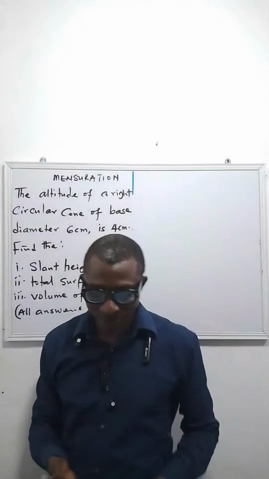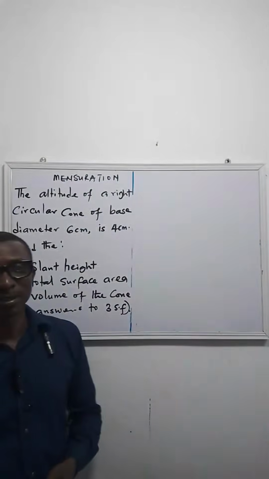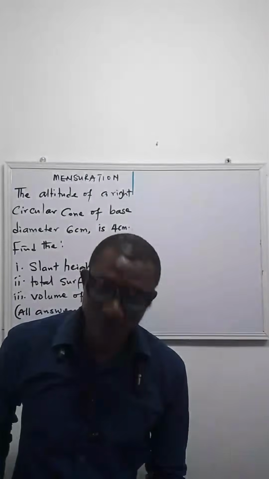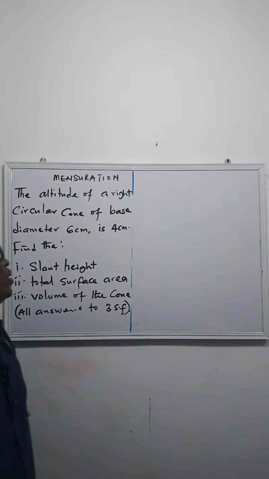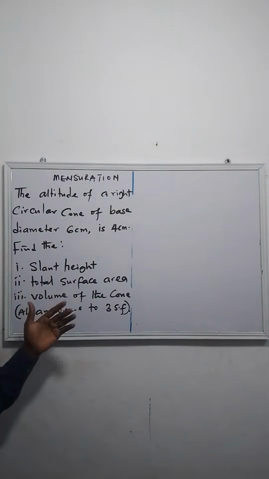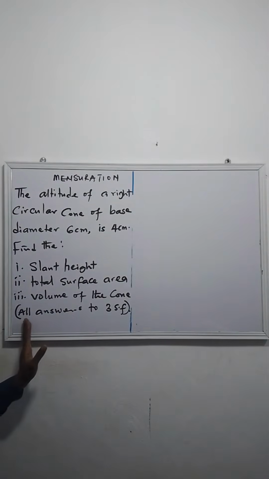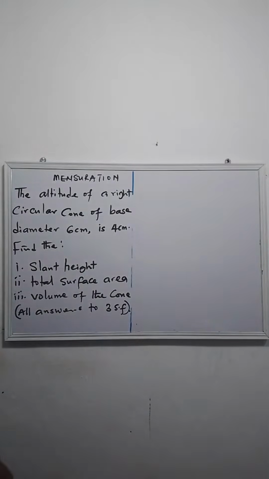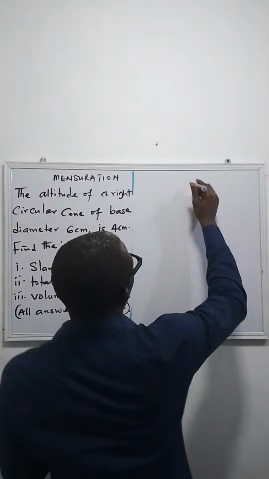Okay, yes, this is another interesting question. Let's look at it. How do we go about this? The question says the altitude of a right circular cone of base diameter 6 centimeters is 4 centimeters. So you have to find the slant length, the total surface area, and the volume of the cone, all answers to 3 significant figures. Okay, so now let's sketch the diagram for that.